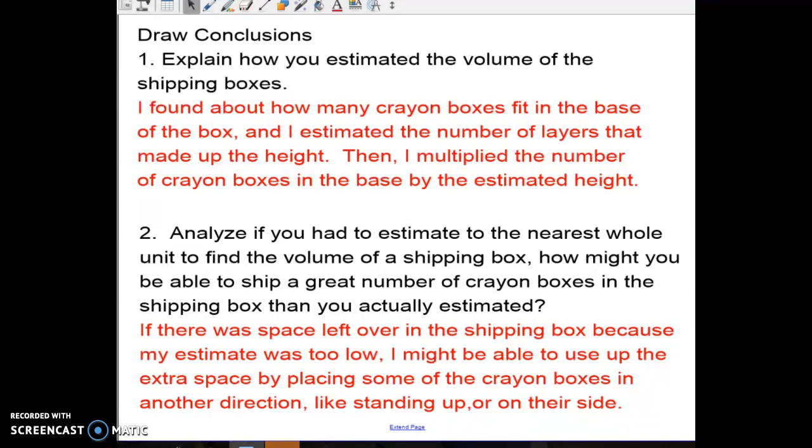Now it says analyze. If you had to estimate to the nearest whole unit to find the volume of a shipping box, how might you be able to ship a greater number of crayon boxes in a shipping box than you actually estimated? I think that should say greater number. If there is space left over in the shipping box, let's say we laid our crayon boxes all flat going one direction, because my estimate was too low, I might be able to use up the extra space by placing the crayon boxes in another direction. Like I might be able to stand them up or just turn them in the box.